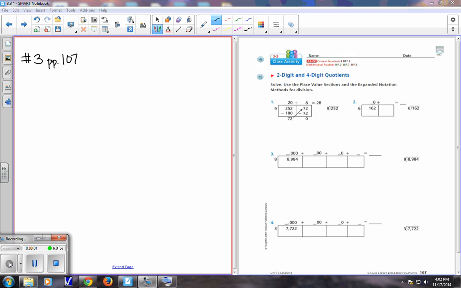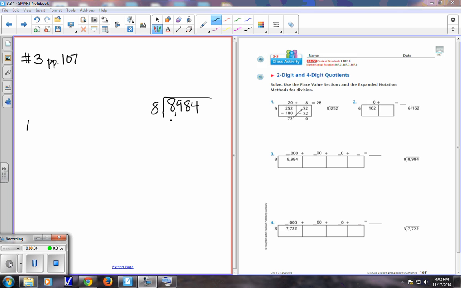Okay, now moving on to 4-digit quotients, which is the other part of our lesson today. We're looking at number 3 on page 107, which is about the middle of the page. We're going to do 8,984 divided by 8. And I know that this is going to have 4 digits in the quotient because my very first digit in the thousands place is equal to or greater than 8, or the divisor.